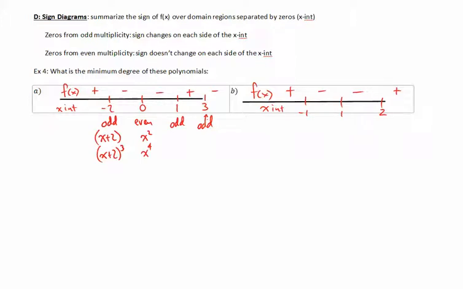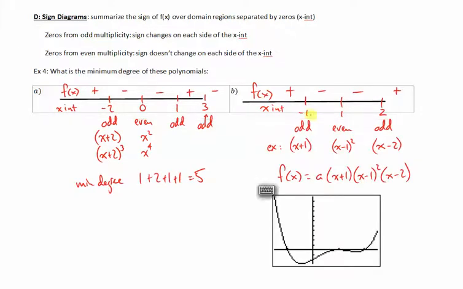Now, if I wanted to figure out the minimum degree for this polynomial, the minimum degree caused by this would be 1, caused by this one would be 2, 1, and 1. So I would have 1 plus 2 plus 1 plus 1, or degree 5. This is a quintic polynomial at least. You try the next one, see how you do.